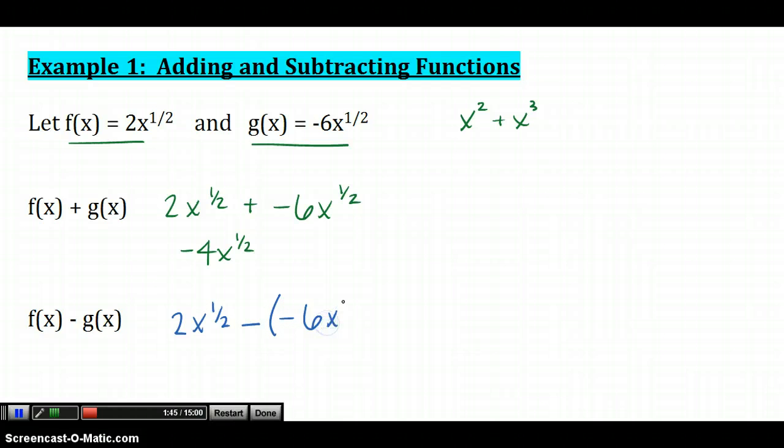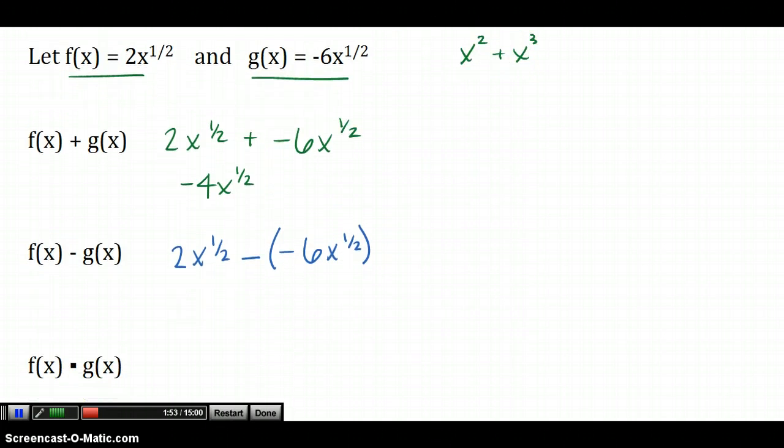Now it's important to keep your parentheses, especially with subtraction, because when our functions get larger, we have to make sure to distribute our negative through. Here it's not a big deal because our function's pretty small, but still the parentheses are important. So we have the same exponent, so we can subtract, and all we have to do is 2 minus a negative 6, or 2 plus 6, so we get 8x to the half. Pretty simple, we're just adding like terms, basically.